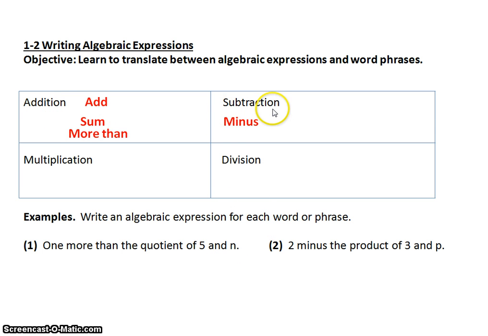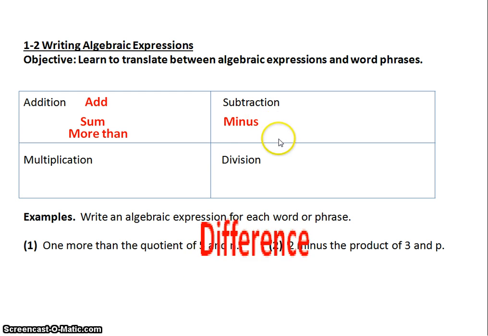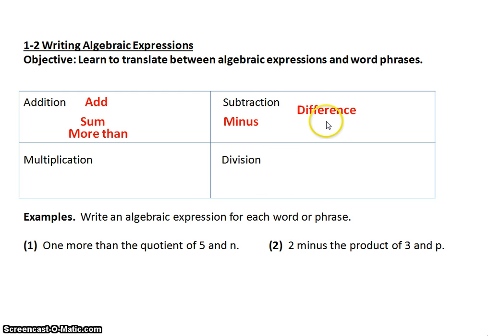With the word subtraction, if we see minus, we know that the math operation is subtraction. If we see the word difference, we know that subtraction is occurring. If we see the phrase less than, that indicates that subtraction is occurring.